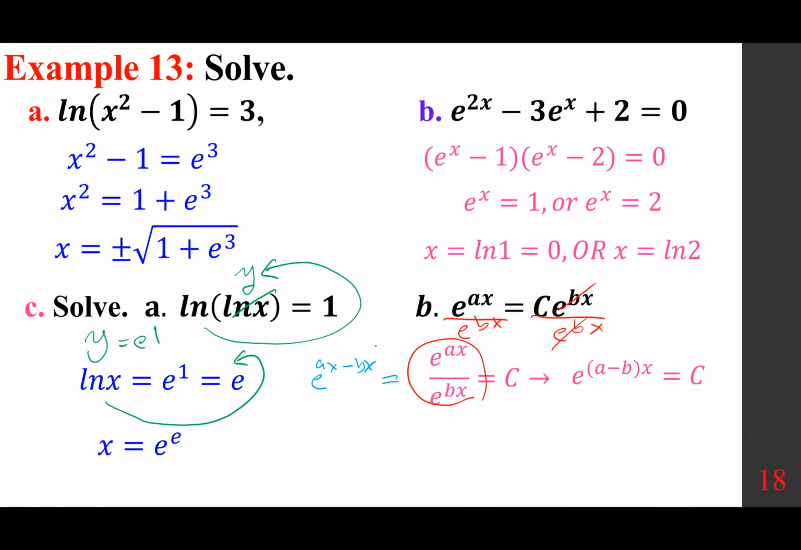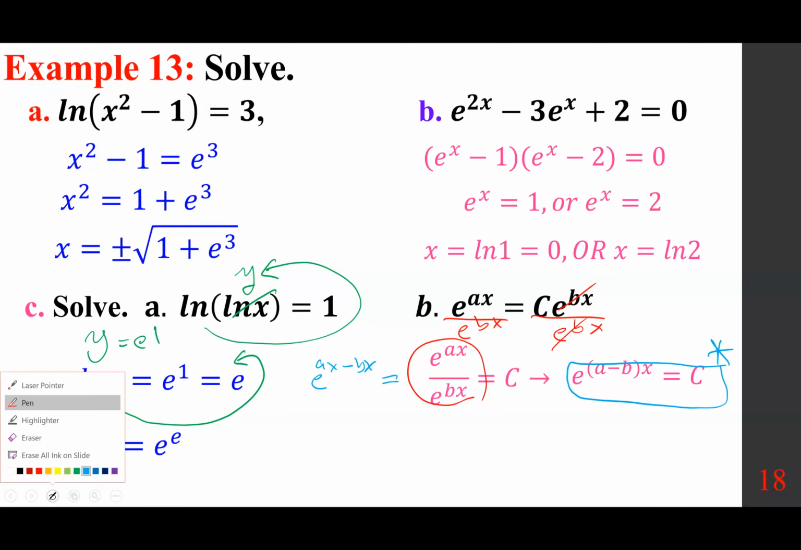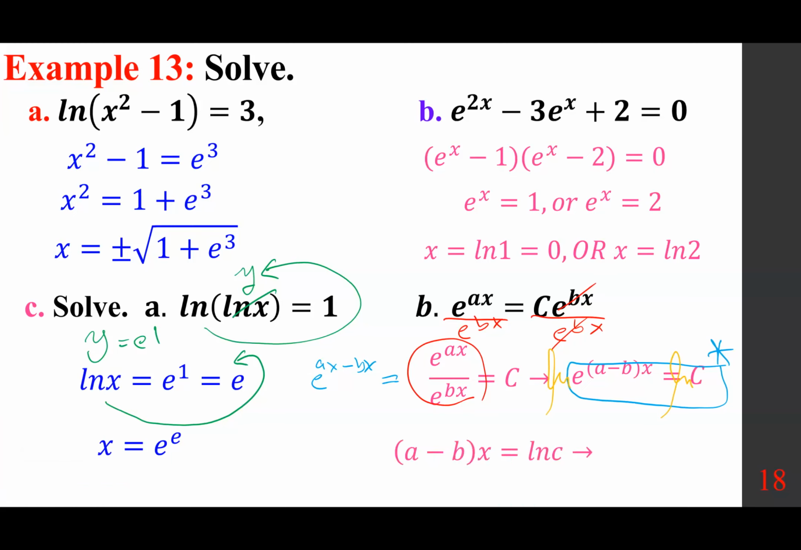Now we want to go to the logarithmic format of this expression. One way, you can take a natural log of both sides. If you take natural log of the left, it becomes a minus b times x. Natural log of the right becomes ln c. Divide both sides by a minus b. And we are done. So this is how you solve it.